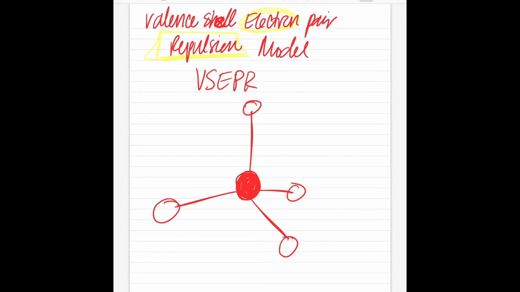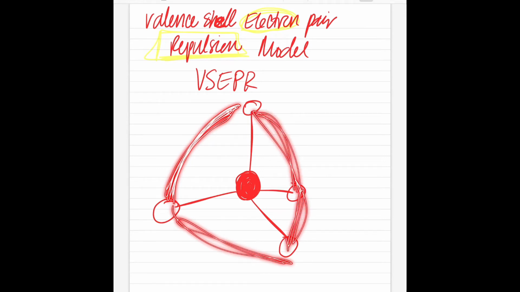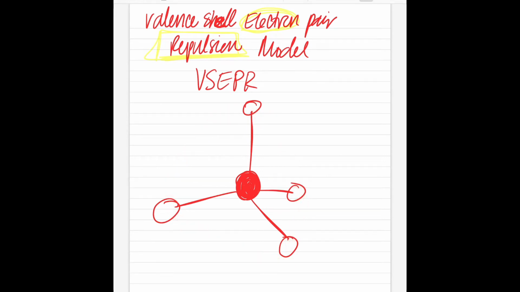When you put two negatives together, they repel one another. So these are as far apart as they can be because they're being repelled. But it's also repelled by this one. It's also repelled by this one. It's also repelled by that one. So where they are is where they stay because they're being repelled all over the place, which is why this is called valence shell electron pair repulsion model. That's why it's called that.